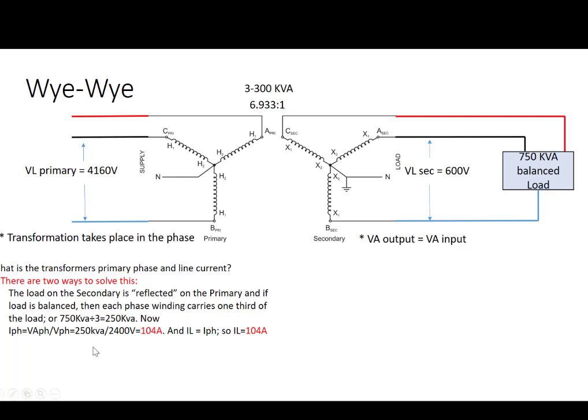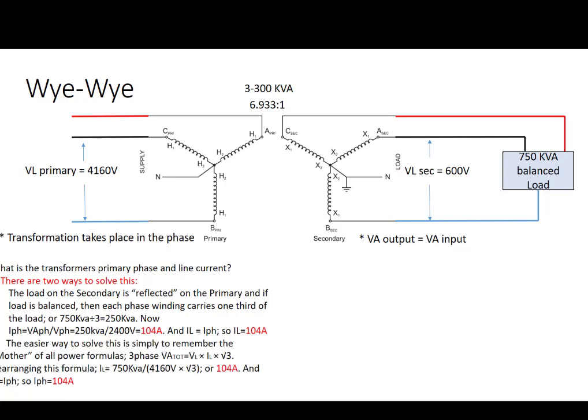If we know the phase volt amps and we know the phase voltage, we can find the phase current now. 250 kVA divided by 2400 volts will give us 104 amps. That is the phase current. I line equals I phase, so the line current's 104 amps. That is one way to solve the currents on the primary.